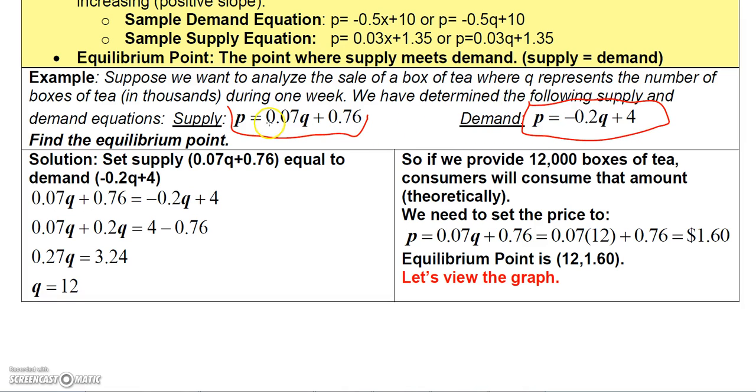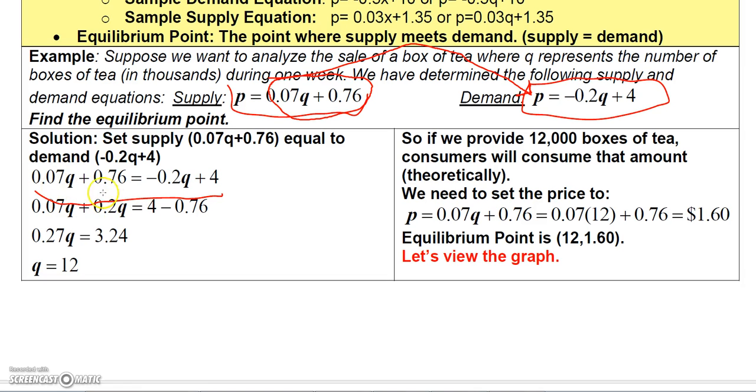Okay, so what you want to do to find what's called the equilibrium point, that's the point where supply meets demand, you just take this expression from your supply and substitute it in here for your demand. In other words, you set the two equal to one another, and then you solve that equation for Q. Now, I'm sure you know how to solve an equation like this, so I'll just go ahead and cut to the answer here because I'm kind of running low on time. So Q equals 12, and that's 12,000 boxes of tea.